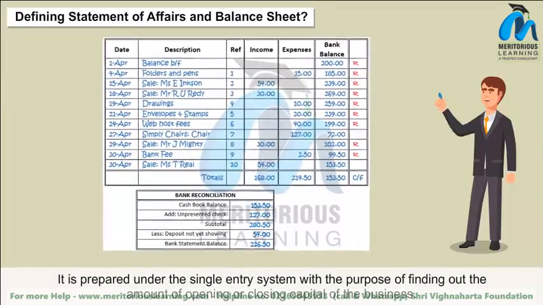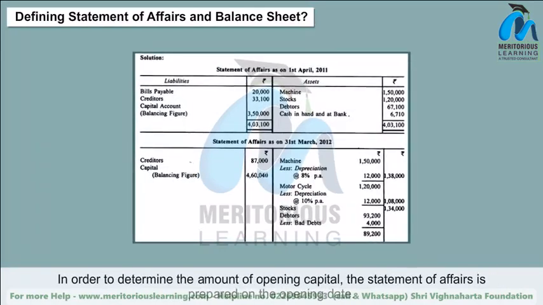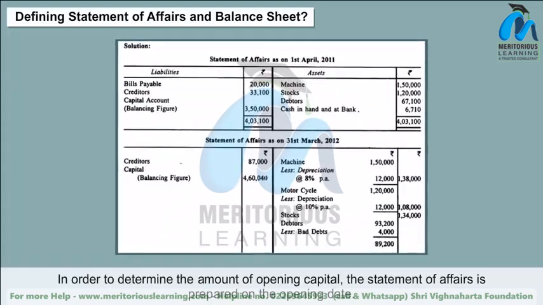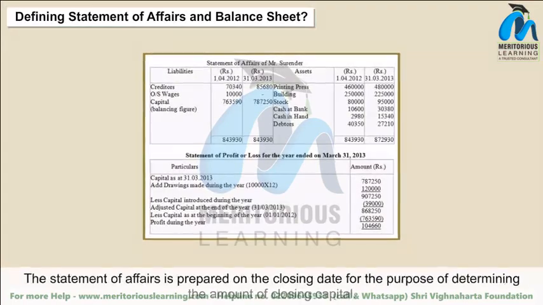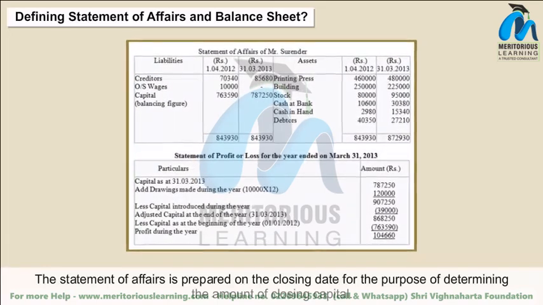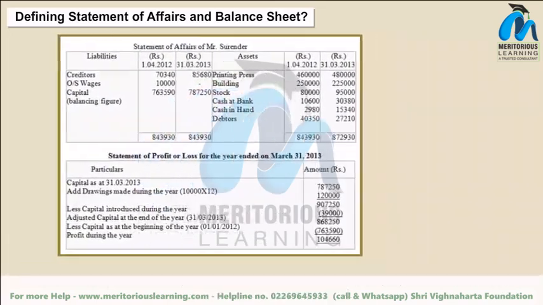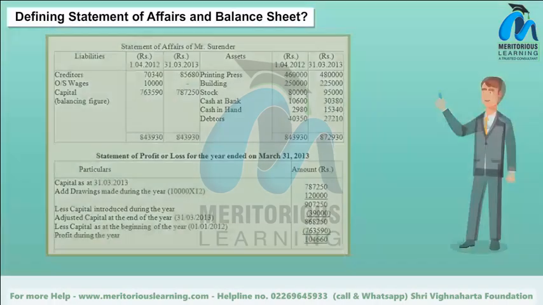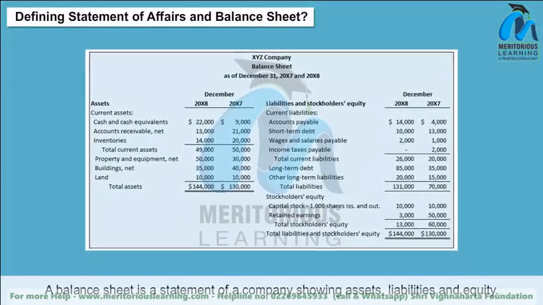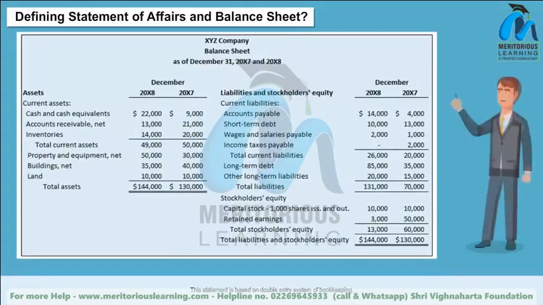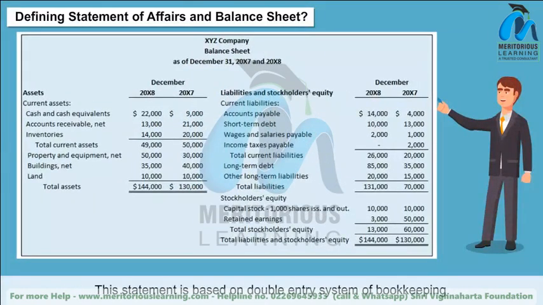In order to determine the amount of opening capital, the statement of affairs is prepared on the opening date. The statement of affairs is prepared on the closing date for the purpose of determining the amount of closing capital. It is also known as the balance sheet of single entry system. A balance sheet is a statement of a company showing assets, liabilities, and equity. This statement is based on double entry system of bookkeeping.